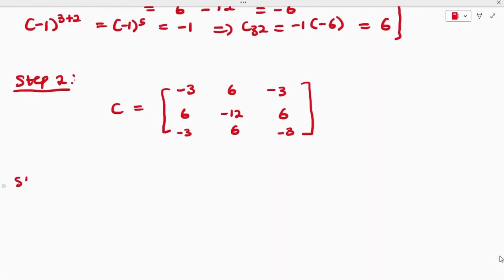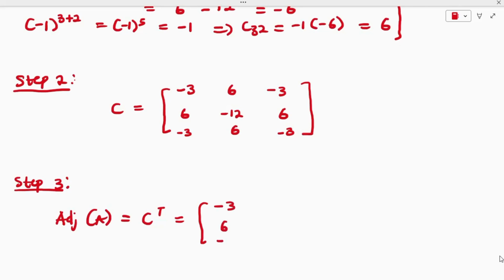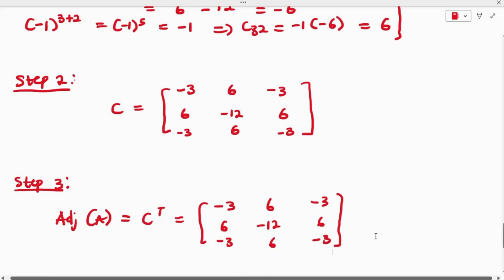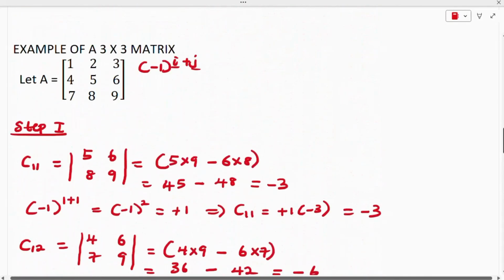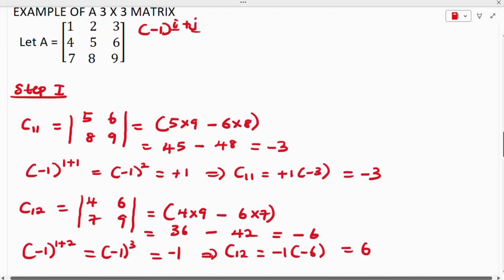So let's go lastly into step 3. Step 3 simply implies that we are to transpose the cofactor matrix. So we have that the adjoint of A, which is equal to the transpose of the cofactor, is equal to, flipping the rows and columns, minus 3, 6, and minus 3, 6, minus 12, and 6, minus 3, 6, and minus 3. So we have this right here. So I've been able to find the adjoint of this 3 by 3 matrix. This is how you find the adjoint of a 3 by 3 matrix.